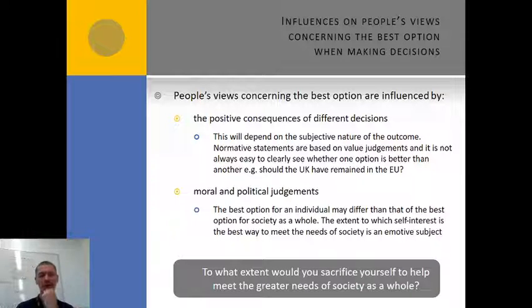But when the government are making choices, when we're making choices, we also bring in morals and we bring in our own political bias, okay? The best option for an individual may differ from the best option for society as a whole. We all have our own self-interest economically. So the extent to which self-interest is the best way to meet the needs of society is an emotive subject. There's a question there: to what extent would you sacrifice yourself to help meet the greater needs of society as a whole?